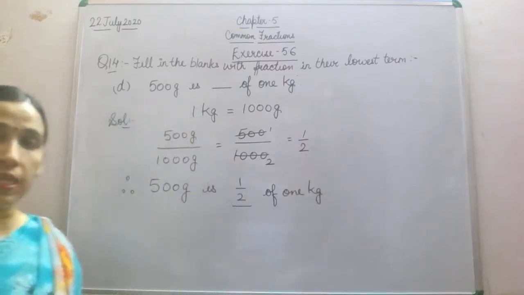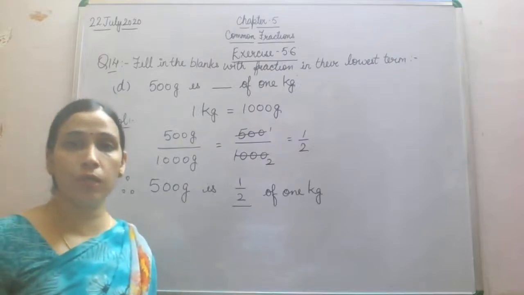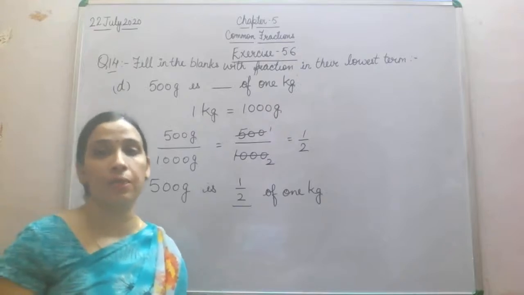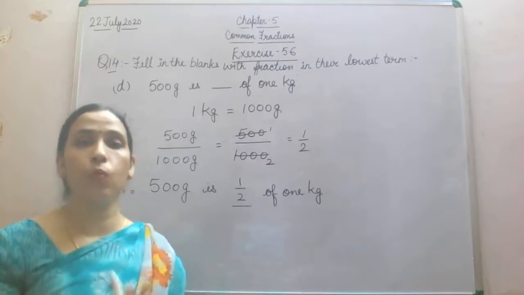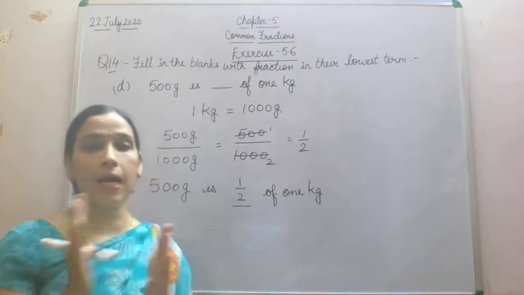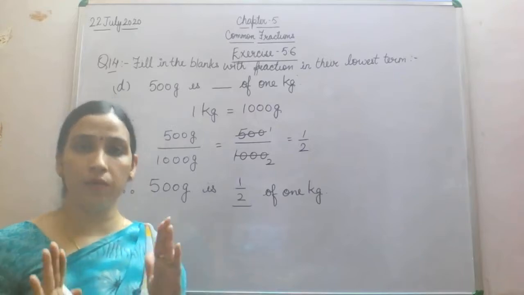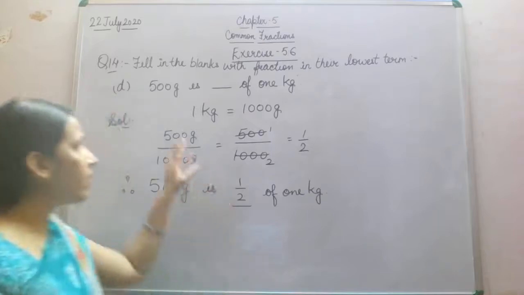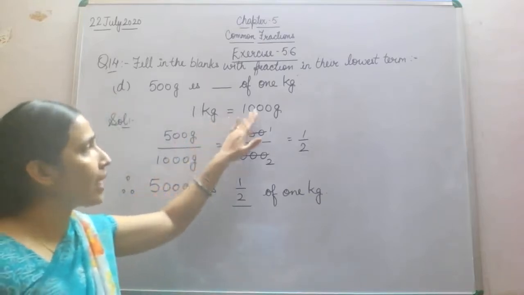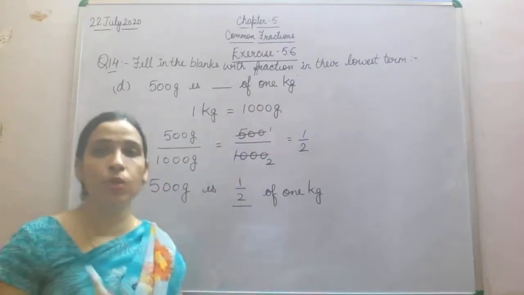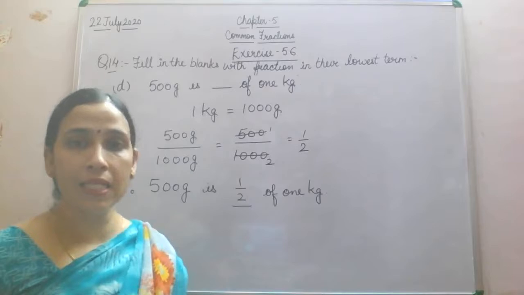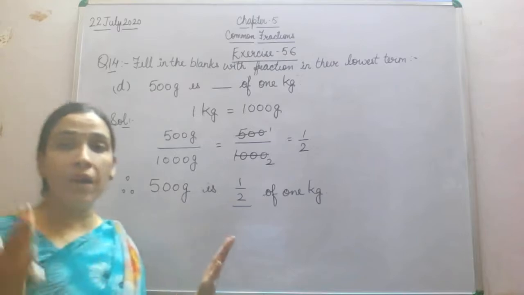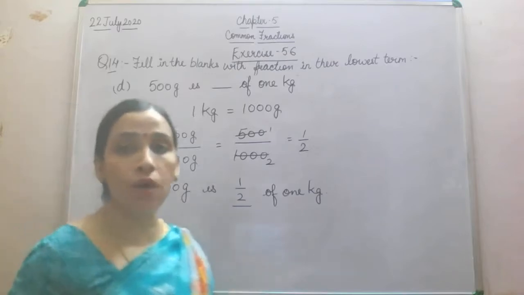Fine. So let's see this question again. What is given in this question? You have been given that 500 gram is what fraction of 1 kg. So first of all, you must know what the relation between kg and gram is. You all are aware of that, you have done it also. 1 kg is equal to 1000 gram. 1 kg is equal to how many gram? 1000 gram. So what is required here? That 500 gram is what fraction of 1000 gram?